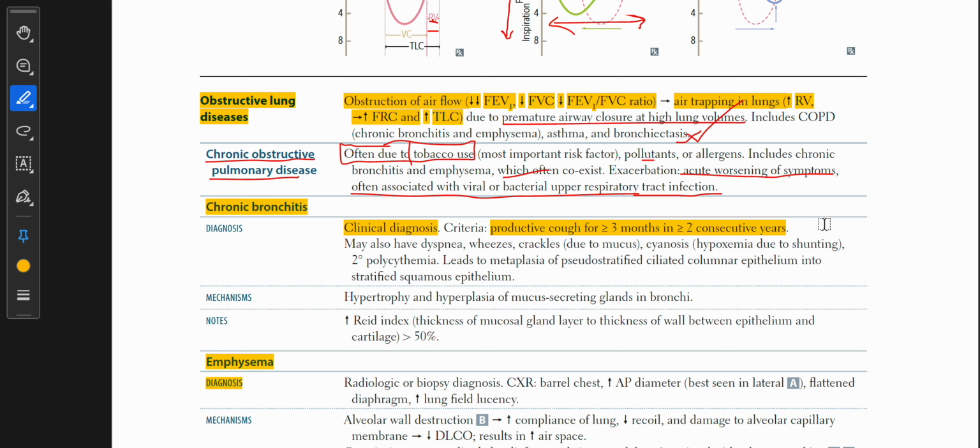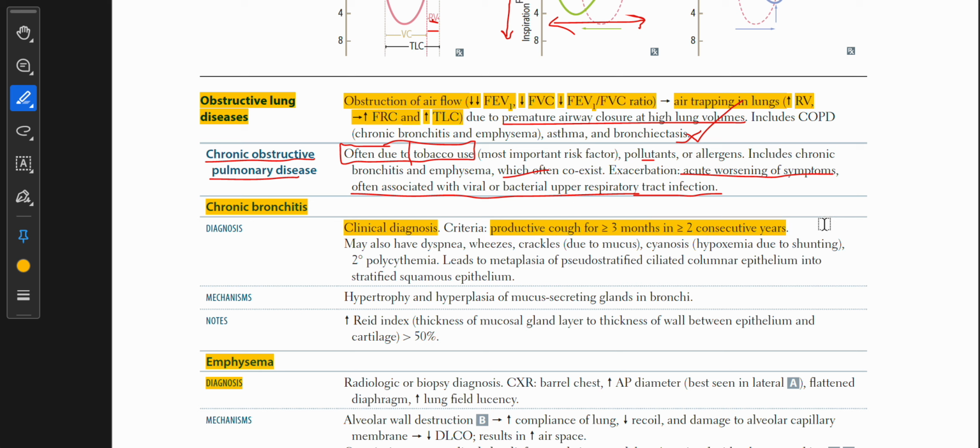It may also have dyspnea, wheezes, crackles due to mucus, and cyanosis due to hypoxemia. Dyspnea is difficulty in breathing, wheeze is a breath sound heard on auscultation, crackles are also due to mucus, and cyanosis and hypoxemia are due to shunting. There is shunting of blood, and then secondary polycythemia.